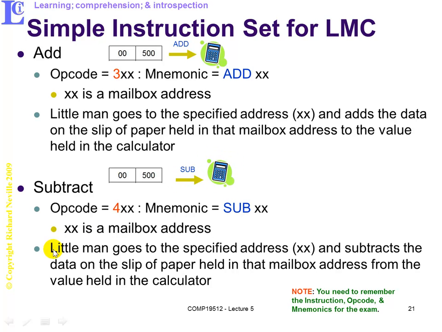So let's go through this one more time. The little man goes to a specific address in the mailbox and subtracts the data on the slip of paper from the data held in the calculator. And then we'll have a resultant in the calculator after the instruction has been executed.